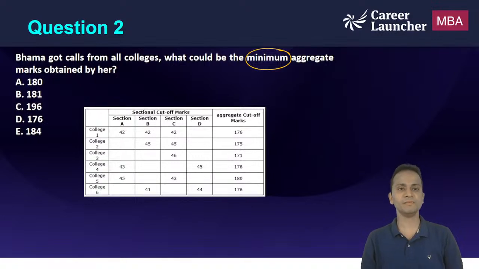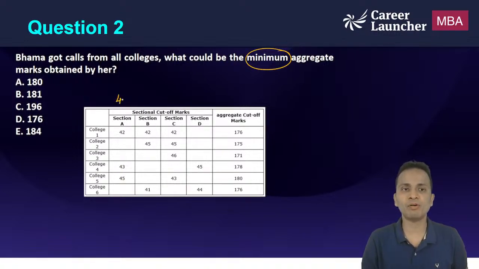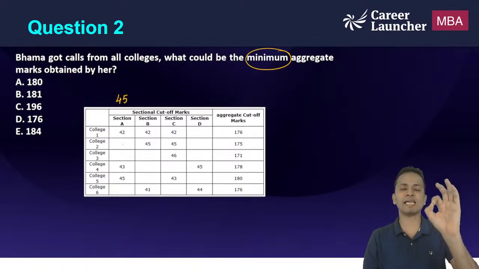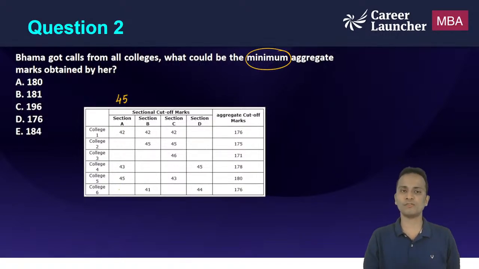All right, let's see. Section A. Can I say that if I'll score 42, I will miss college 4 and college 5? If I'll score 43, I'll get college 4 and college 1, but college 5 will be missed. So I have to get a minimum of 45 marks in section A so that I can clear the given cutoffs for all the colleges.